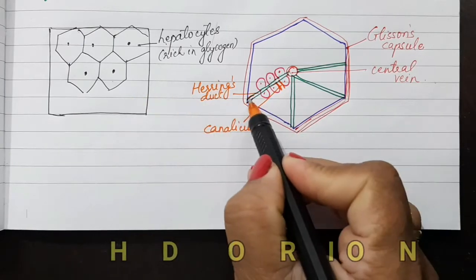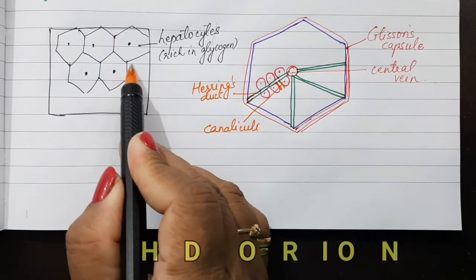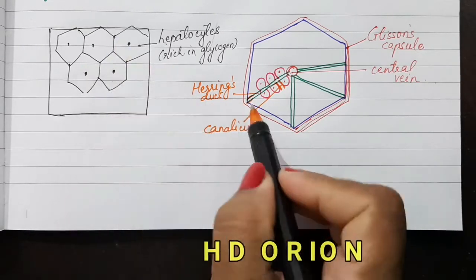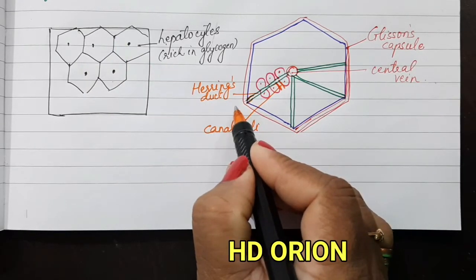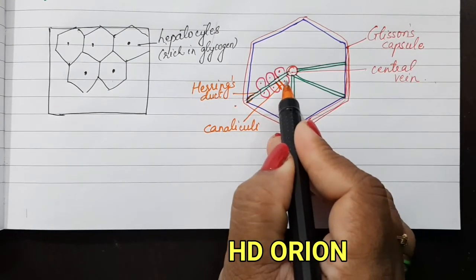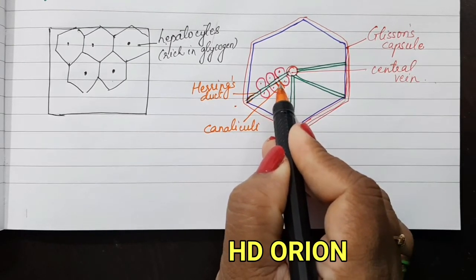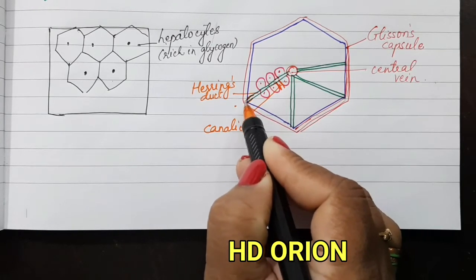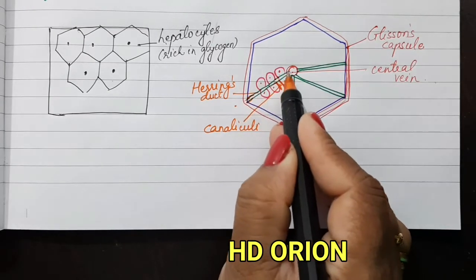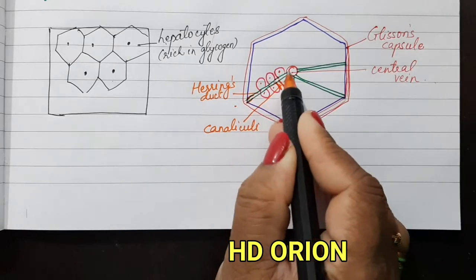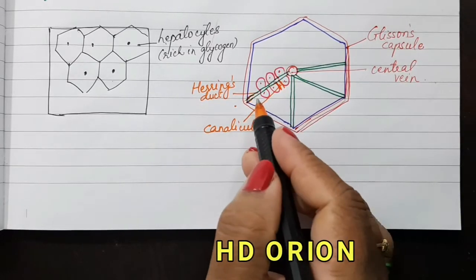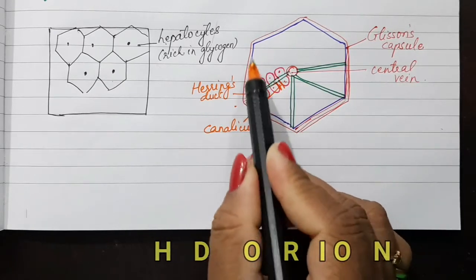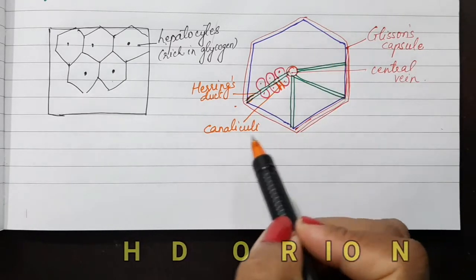So out of here there will be the bile duct that will be joining each hexagonal structure. From here the bile duct will collect the bile juice. So the hepatocytes will produce it in the canaliculi. The canaliculi will pour it into the Herring's duct, and then it will be poured into the bile duct. One complete structure is known as a hepatic cord, and all the hepatic cords are arranged in this plate-like structure. So this is the arrangement of the cells.